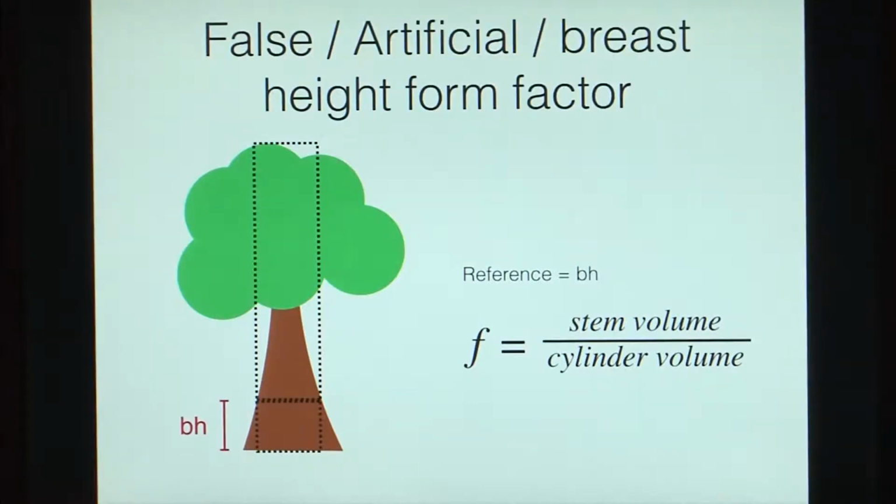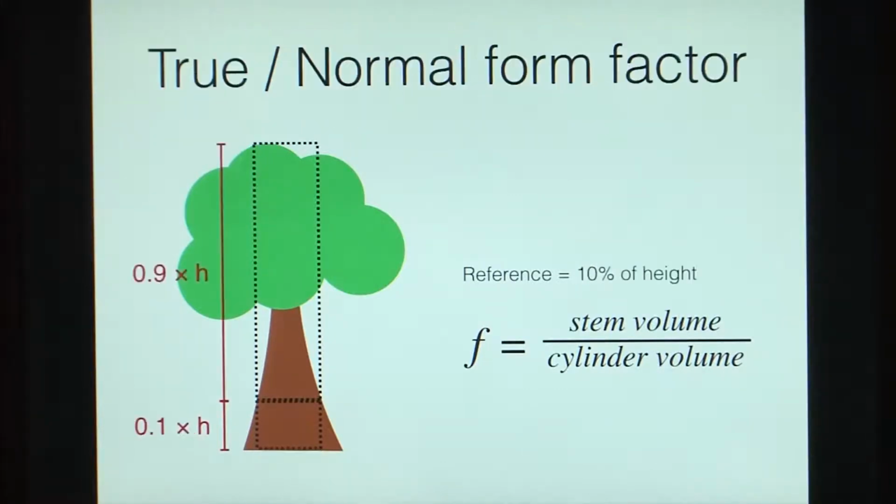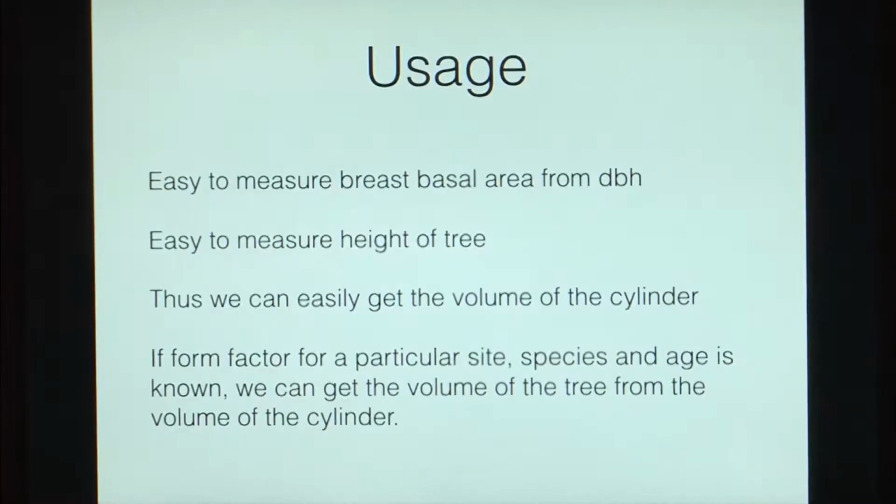We looked at the artificial form factor, that is the most commonly utilized form factor, also called the false form factor, or the breast height form factor, in which your reference was a cross section at the breast height. We also looked at the true or normal form factor, in which your reference was a percentage of the height. And what is the utility of form factors? Well, it is easy to measure the breast height basal area from your DBH. It is easy to measure the height of the tree, so we can get the volume of the cylinder, and if we know the form factor, then we can get to the volume of the tree itself.